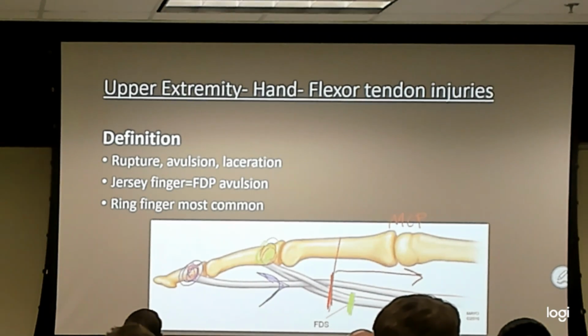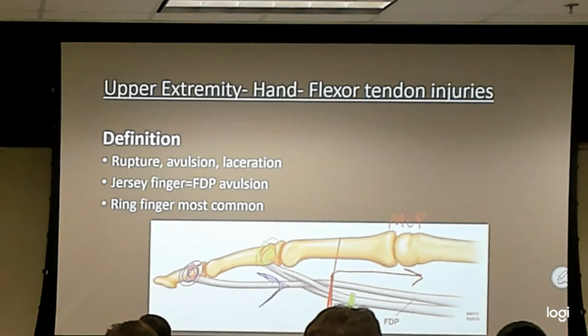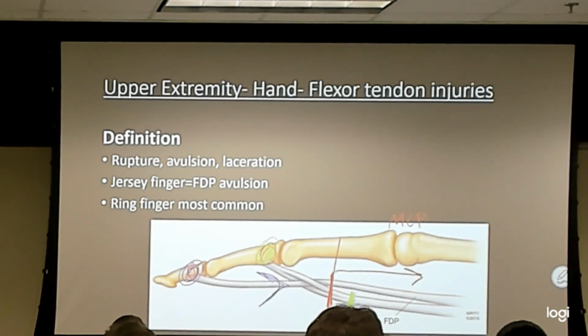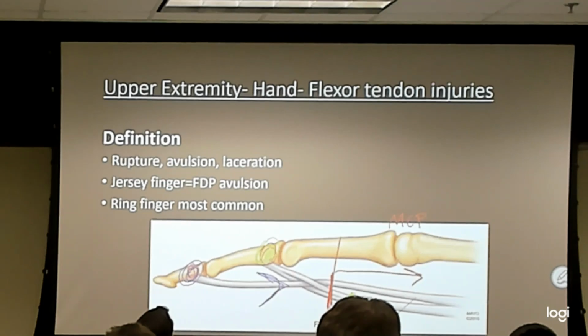Okay, so what can happen to these tendons? They can rupture, they can avulse, they can fracture the bone, or we can sustain a laceration. Jersey finger is an FDP avulsion, where the FDP inserts on the distal phalanx, it avulses and pulls off with a chunk of bone. Ring finger is the most common in terms of injury, only because it's not as strong as its mighty middle finger or as important as the little finger. I don't know why.